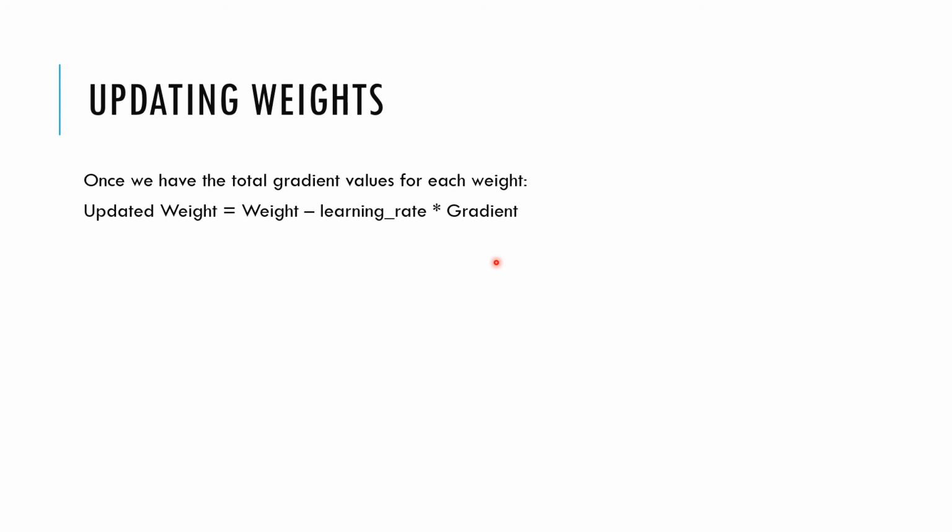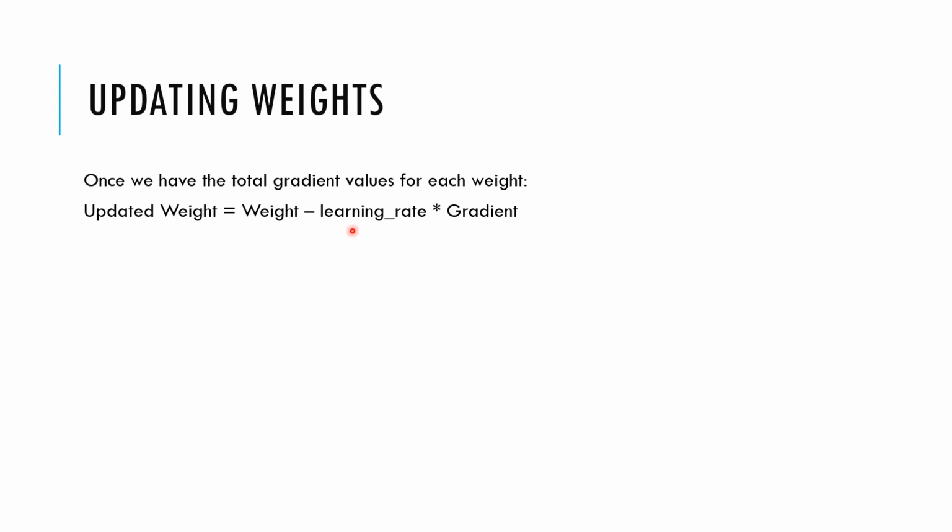So let's look at how to update the weights. Once we have calculated the total gradients for each of the weights, we need to update the weights. This is the formula we follow: updated weight is equal to weight minus learning rate into gradient. The gradient we have seen how to calculate.